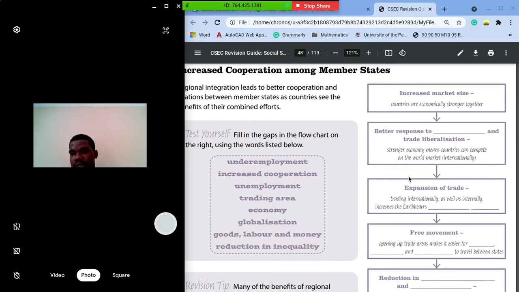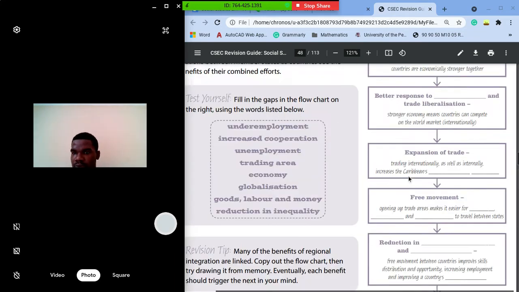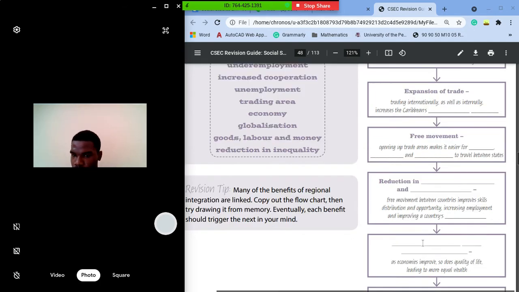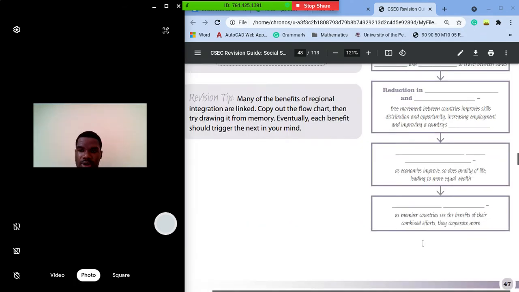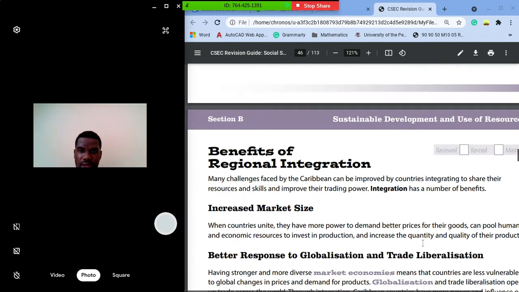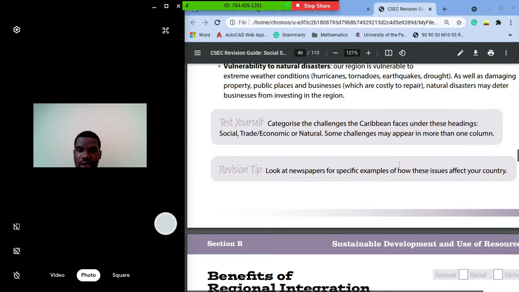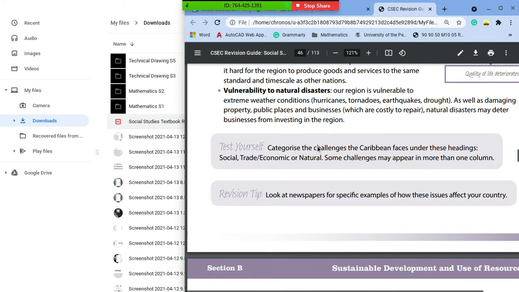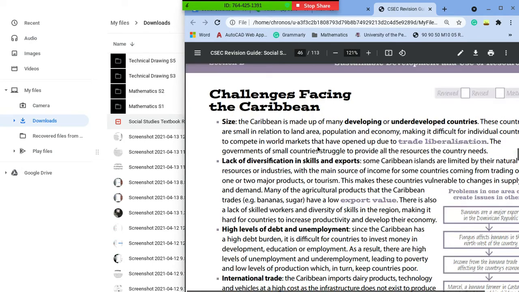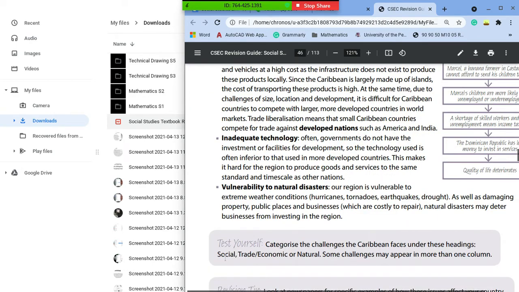So we did the first two. I want you to complete the rest for me. So you have 1, 2, 3, 4. Fill in the blanks to complete. That's the first, test yourself. And then for challenges facing the Caribbean, you're going to categorize the challenges the Caribbean faces under these headings: social, trade / economic, or natural. Alright? So all of these different challenges you're going to categorize under either social, trade / economic, or natural.